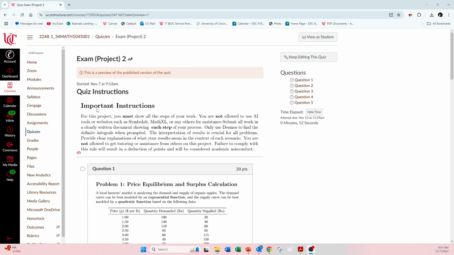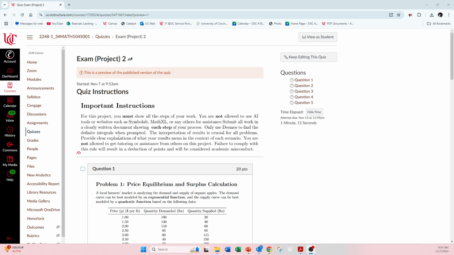So the first thing is in the instructions, on Wednesday I indicated that I only want you using Desmos for problem 1. And I've changed that. So now what I indicated is that you can use Desmos to find definite integrals when prompted. So you're going to have to take it on a question by question basis to figure out how I want you to calculate these definite integrals.